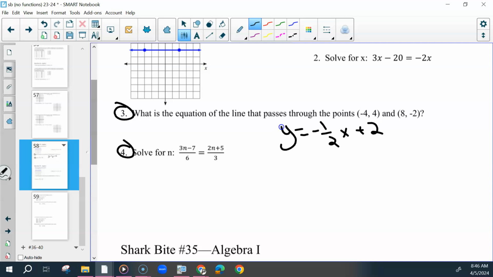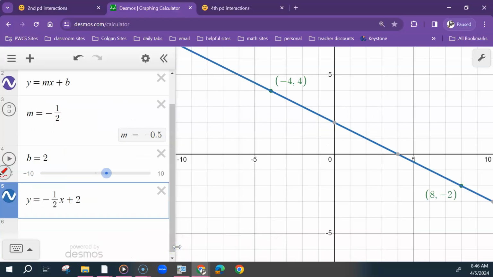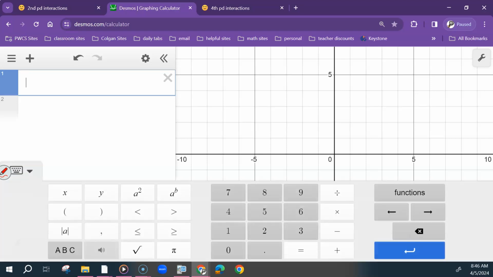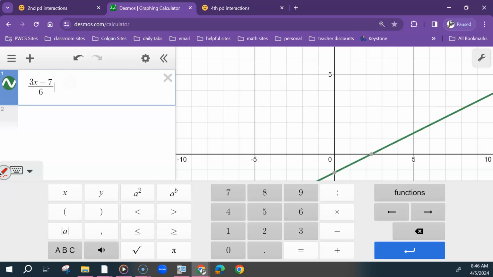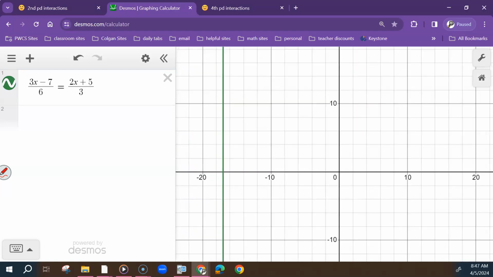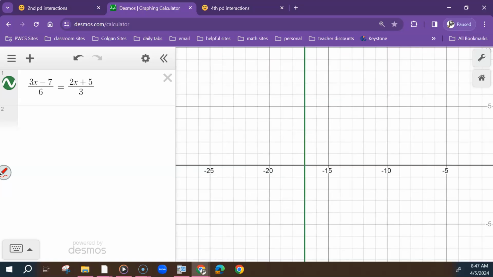And then for number 4, you can also put that into Desmos, but change all the n's to x's. You may have to zoom out. And then that would give us n equals -17. Make sure you're putting use Desmos on those if that's what you did.